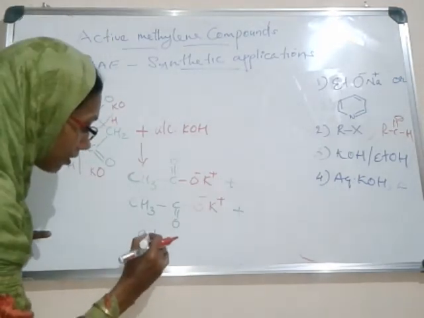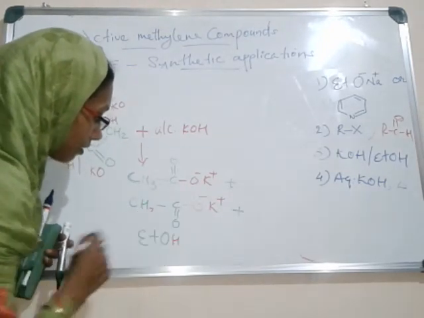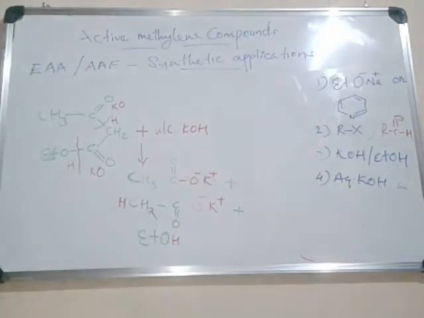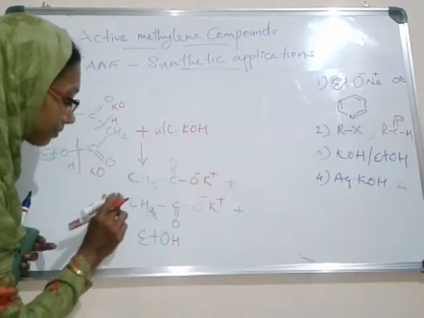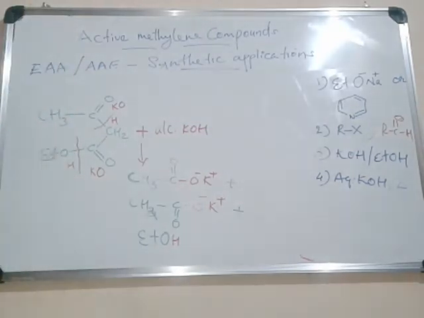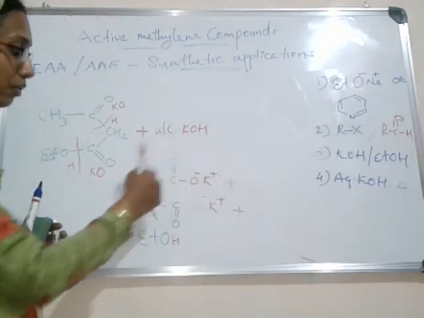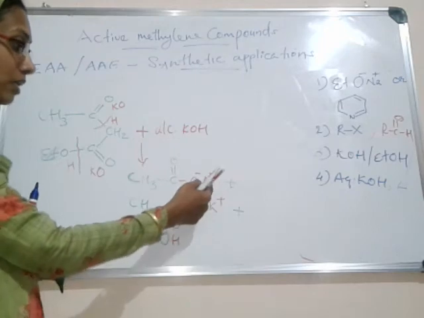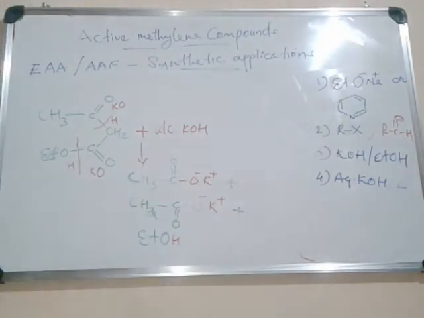And ethanol, EtOH. Here one hydrogen is from the KOH, so this becomes CH3. So there are products: two molecules of the potassium salt of acetic acid, potassium acetate, and one molecule of ethanol.